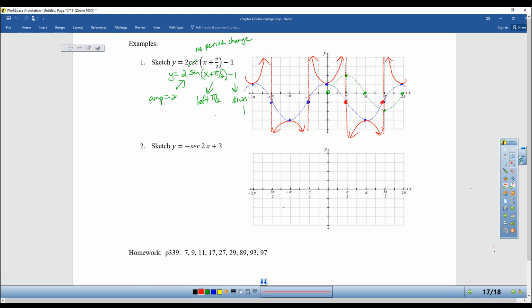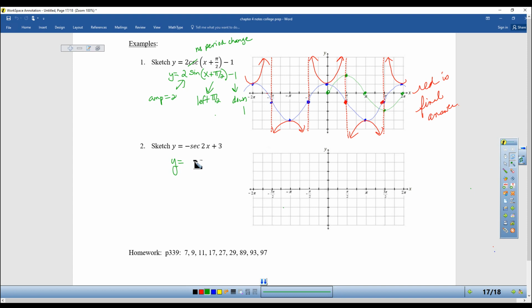So the final answer is the red. Red is the final answer. But it took me a lot to get there. The green was just to get my amplitude. The blue was my sine graph, but the red is what represents my final answer. So obviously I would love for you to try this next one on your own, but of course I am going to do it for you.